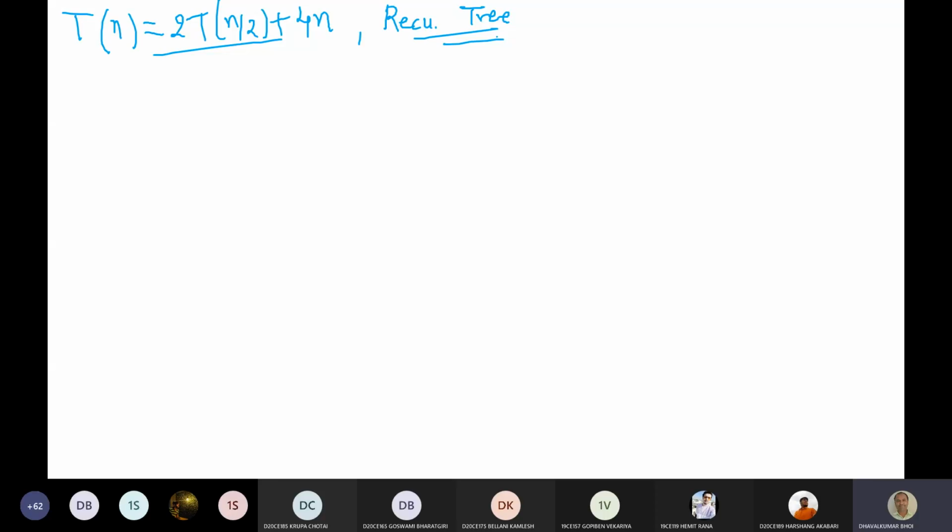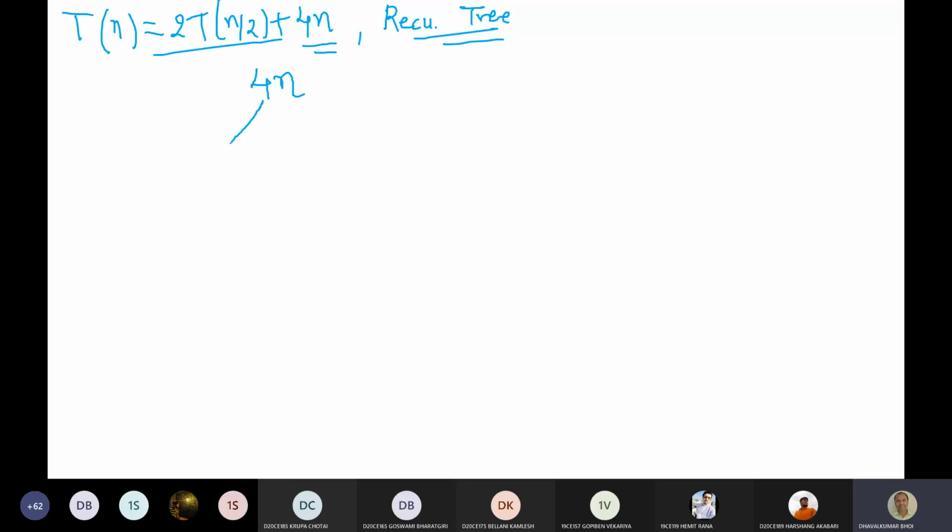Okay, so what is my recurrence equation? T of n is equal to 2T of n divided by 2 plus 4n. The method we are going to apply is the recurrence tree methodology. So what will be our first step? We require to take the second term as a root node. तो यहाँ पे क्या हो जाएगा? We have to write down 4n as a root node.